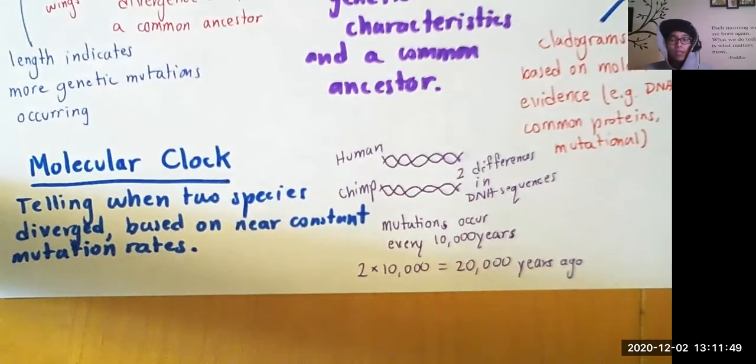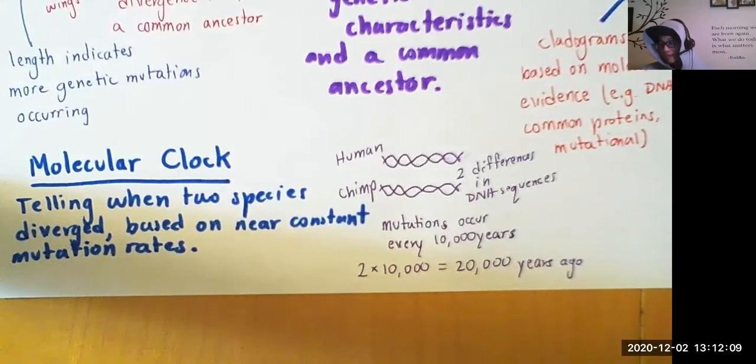Now, is that accurate? No, it's just an example. Chimpanzees and humans probably diverged 500,000 years ago-ish. Anyway, that's how we know approximately when two species have diverged in the past.